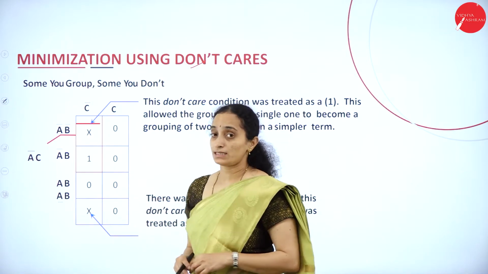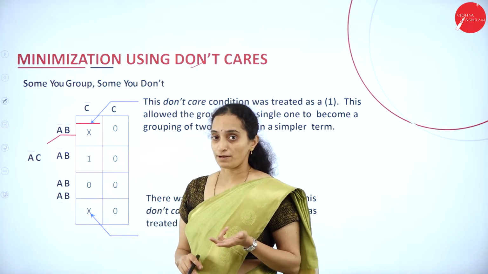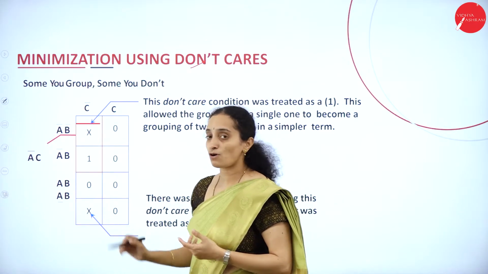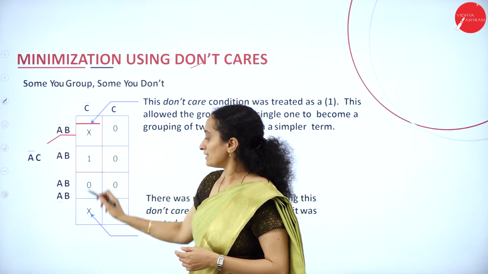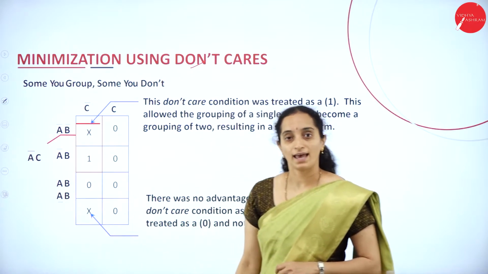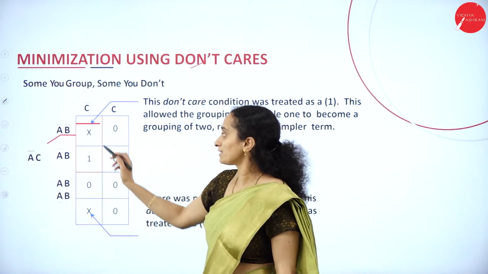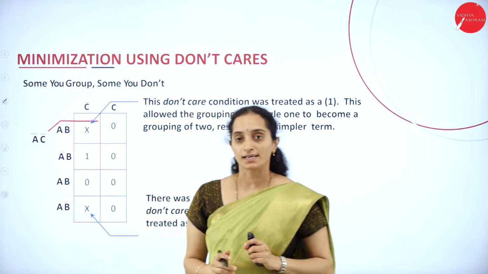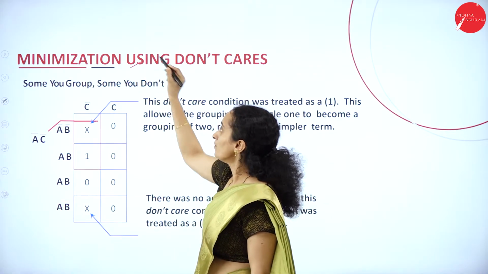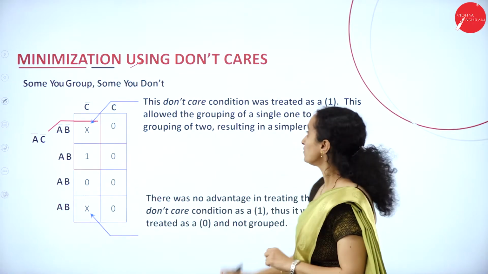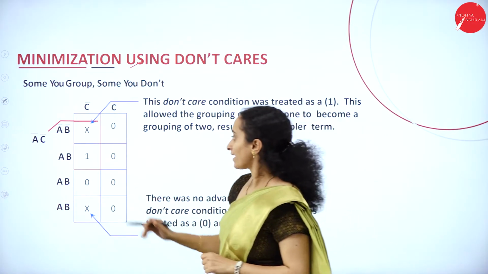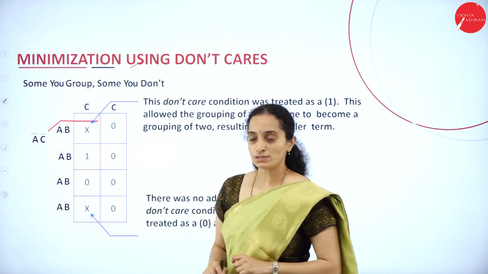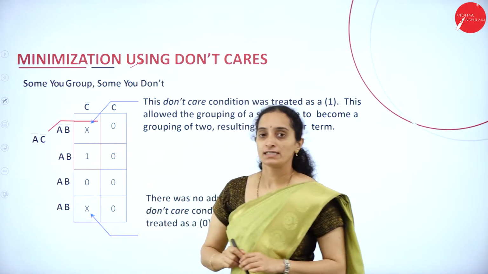We don't know whether it is a 0 or 1. It is not specified, so it is unknown whether it is 0 or 1. So the unfilled cells will be filled as x. Now let's check with an example how to minimize the expression using the don't care condition. Here we have 1 and 5 zeros and 2 unfilled cells.